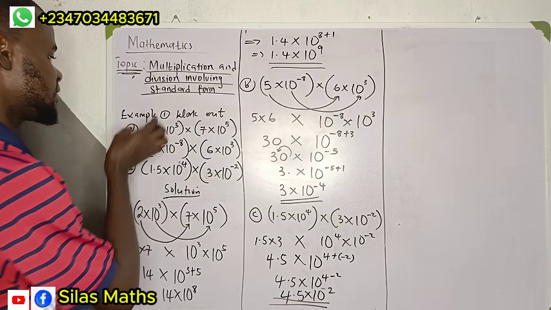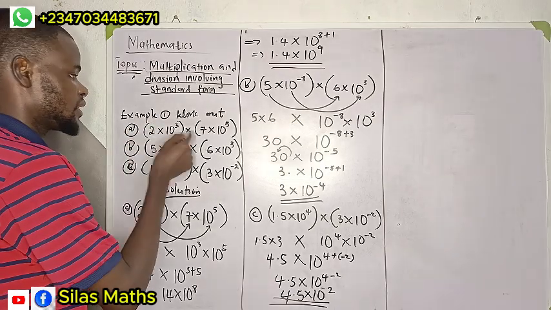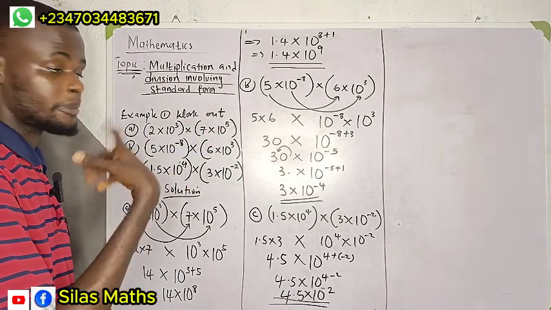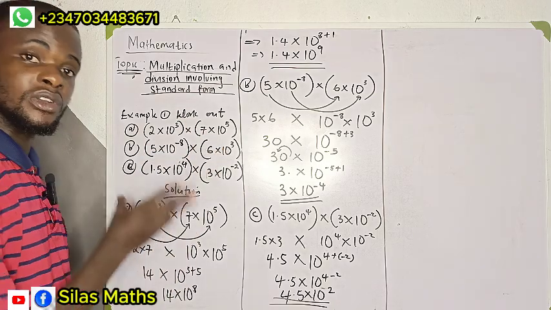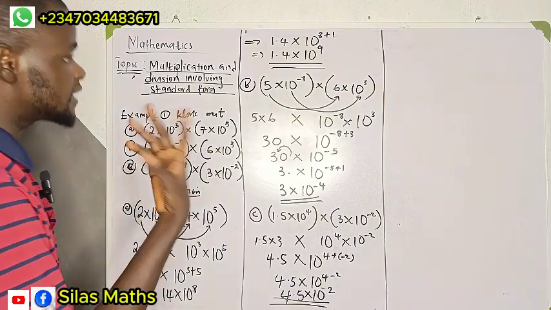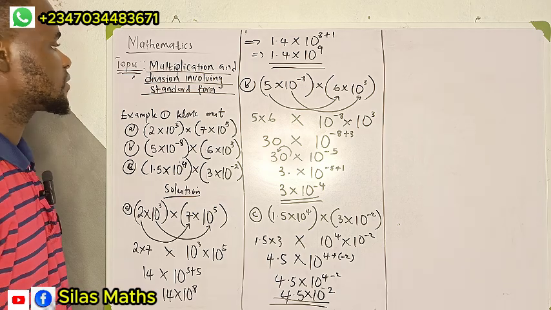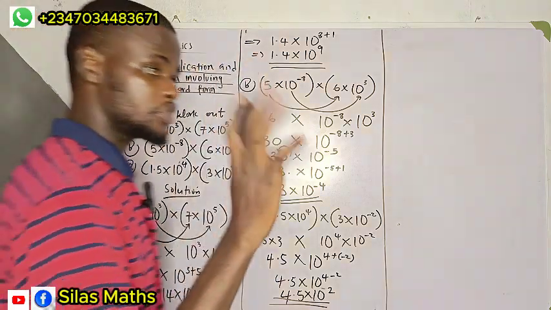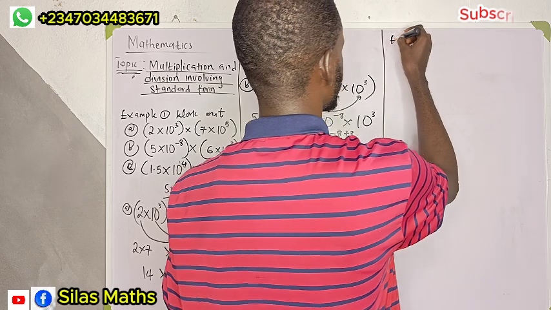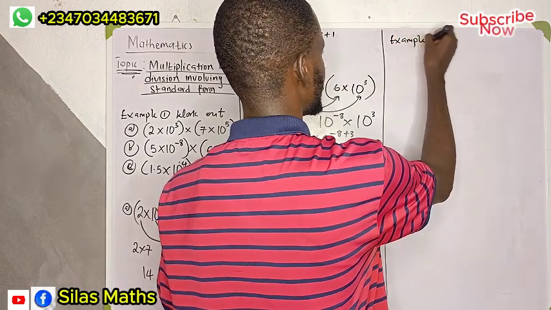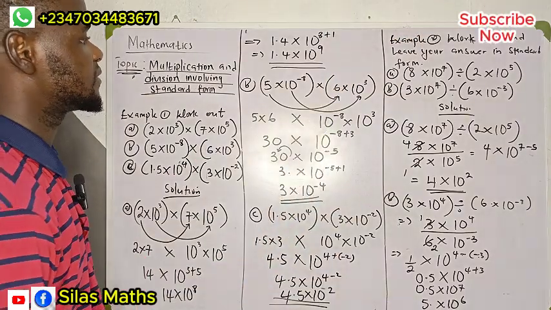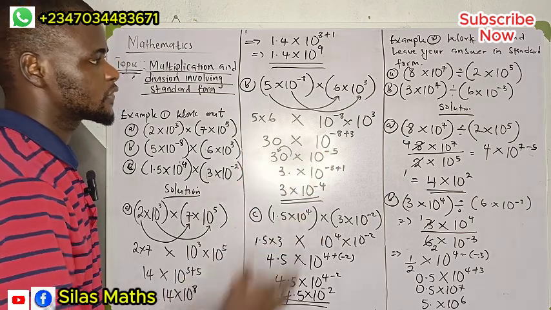So very easy. Take the like terms, those that have the powers of 10 multiply, those that have non-powers of 10 multiply, then simplify further. Okay, so let's take this part of division example. All right, that's the answer to that. Okay, then that is it.